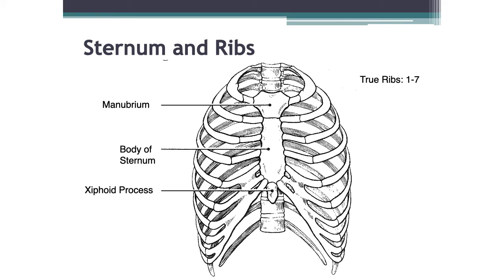And so there are your true ribs 1 through 7, false ribs 8 through 10. So you can count them out and see which ribs are 8 through 10. Obviously, those bottom ones, being the floating ribs, are 11 and 12.